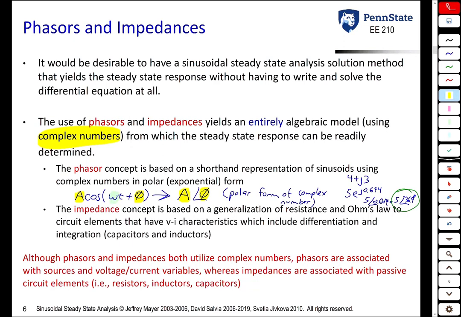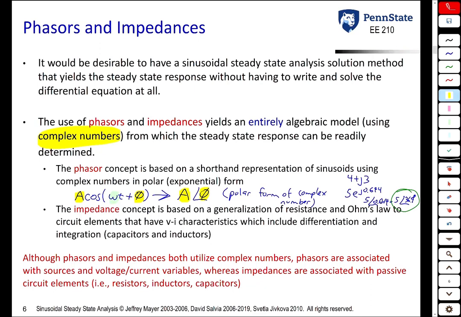However, as we saw from the previous couple pages, the frequencies are going to be consistent throughout the problem anyway. So we're going to see that we can actually remove that frequency from consideration and just put it back in at the end. So the bottom line is the phasor, as we'll see in the next couple slides, it gives us a shorthand notation for expressing a sinusoidal voltage or current.